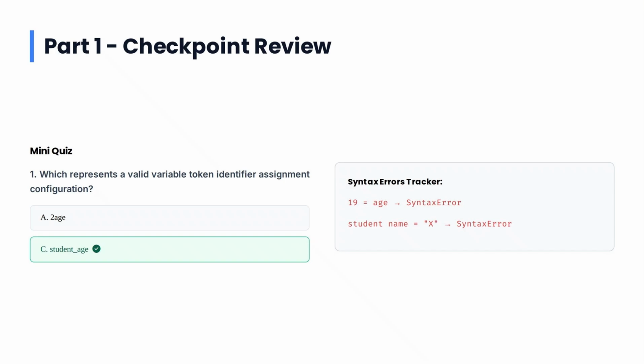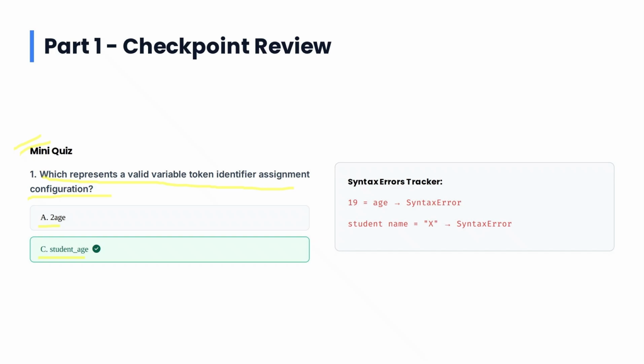Here is a quiz we should be practicing, so take a minute, pause, and check how you are doing. Which represents a valid variable identifier assignment? Option A is 2age and option B is student_age. Here the numbering is a problem. So try to understand first, then we will be discussing this.